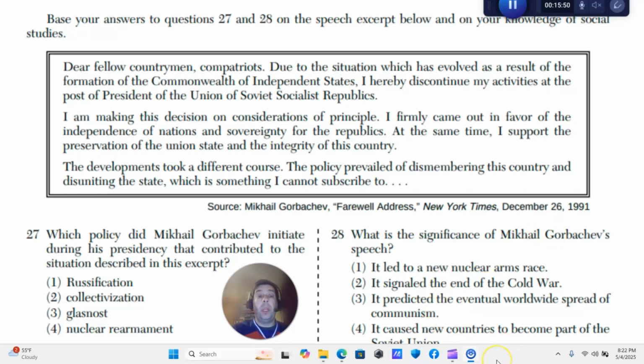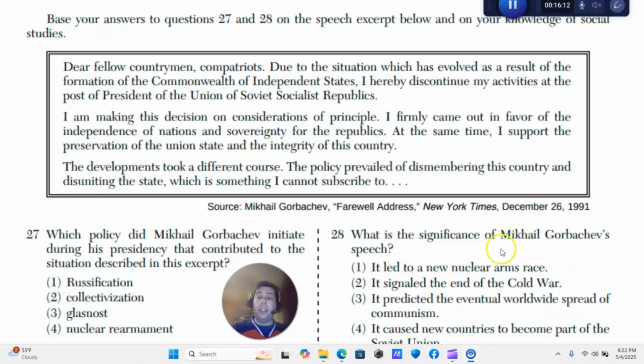Okay, disuniting the state, the dissolving of the Soviet Union, it sounds like. Okay, so which policy? I'm not going to read through all four. Always read through all four, but I'm already 16 minutes in here. So we're going to just go ahead and say it's glasnost. That's what it is.